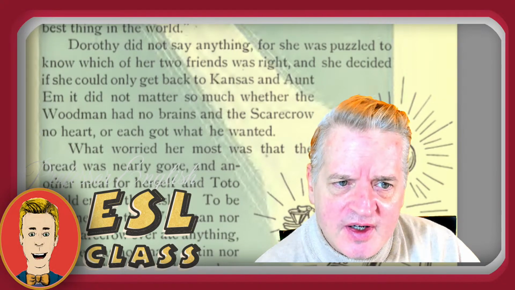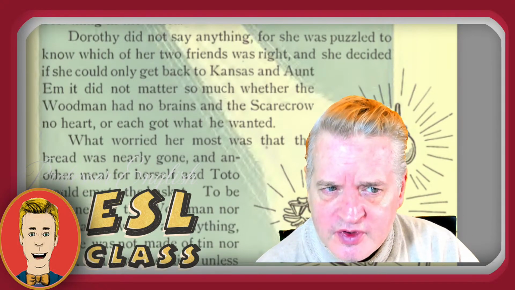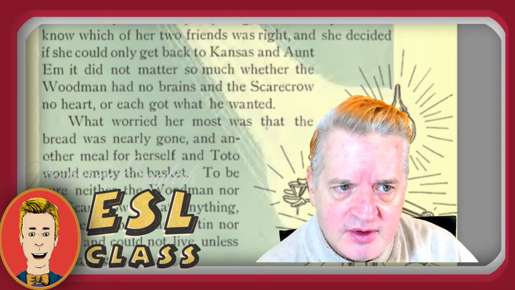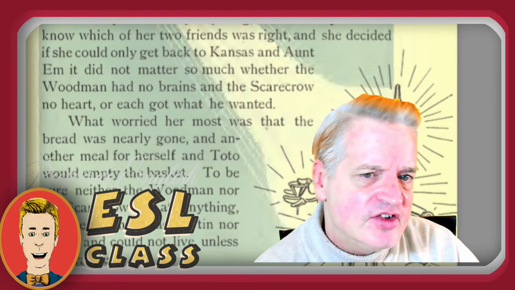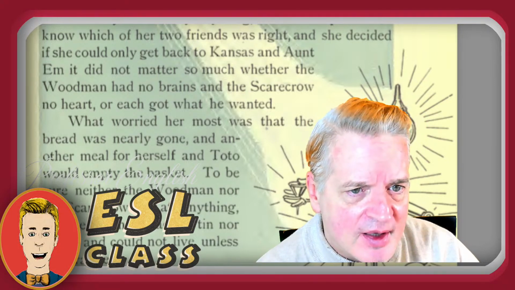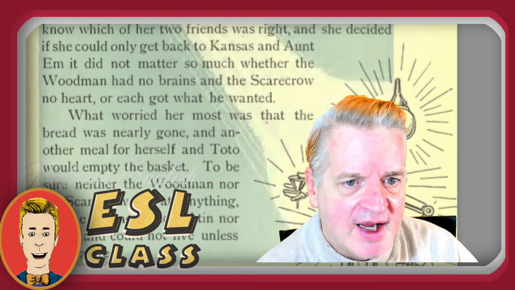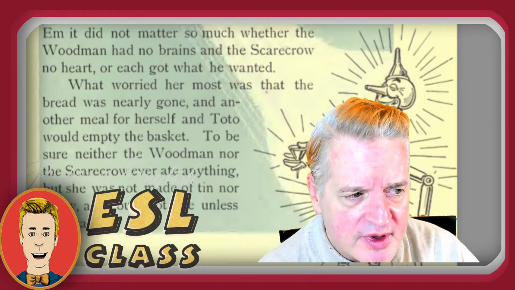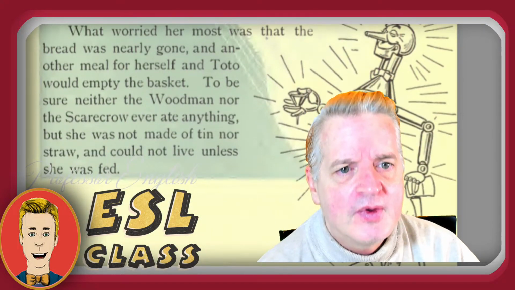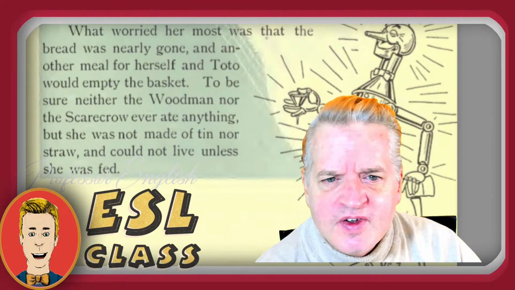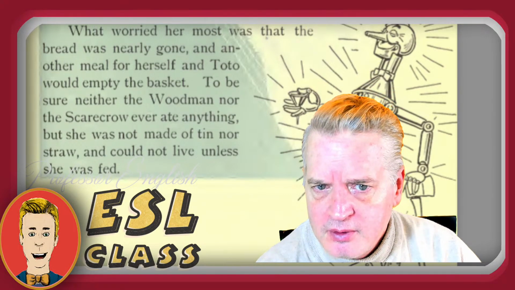So Dorothy did not say anything, for she was confused. She was puzzled to know which of her two friends was right. And she decided if she could only get back to Kansas and Aunt Em, it did not matter so much whether the Woodman had no brains and the Scarecrow no heart, or each got what he wanted. What worried her most was that the bread was nearly gone.